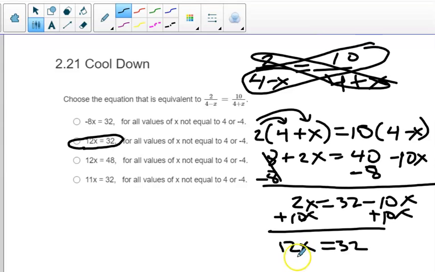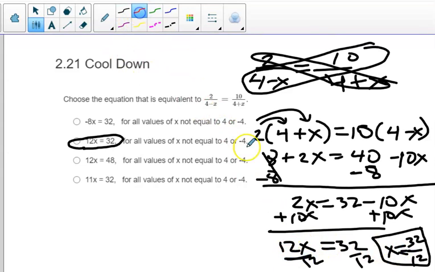Notice that if I wanted to keep going here, I could divide by 12, and this would be my fraction, and then I could reduce that. However, it's not asking for the actual answer. It's up until the very last step, which is the equivalent equation. Now it says for all values of x not equal to 4 or negative 4.